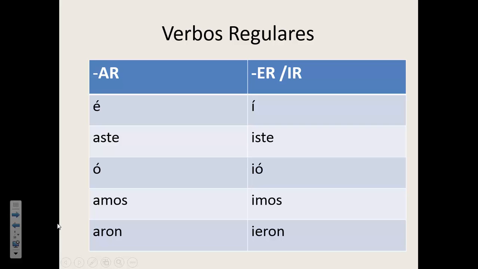So you could say something like, she cut the grass yesterday. Ella cortó el césped ayer. Or she sold the washer and dryer in the home. Ella vendió la lavadora en el hogar. Please come up with your own original sentences using preterite AR, ER, and IR verbs.